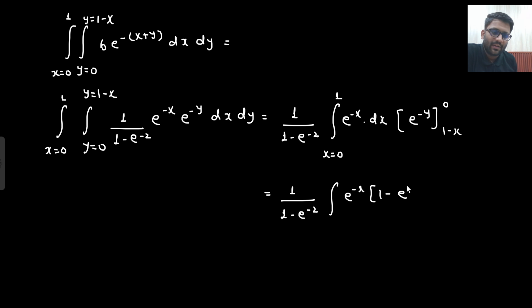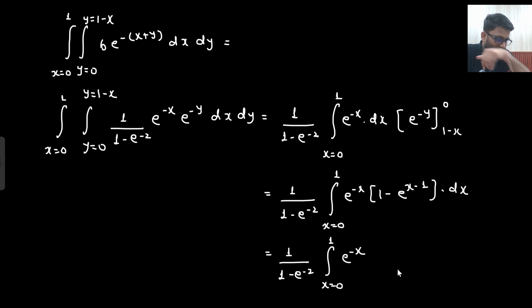One minus e to the power x minus 1 dx, right? E to the power minus x, e to the power 0, 1 minus e to the power x minus 1, x going from 0 to 1. So 1 upon 1 minus e to the power minus 2, x going from 0 to 1, e to the power minus x minus e to the power minus 1 dx.